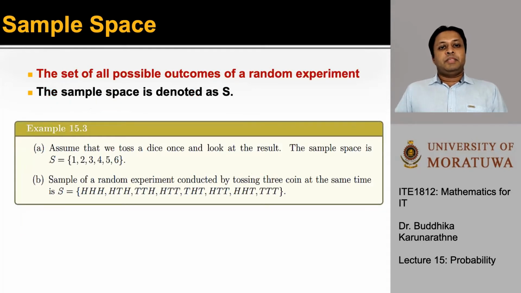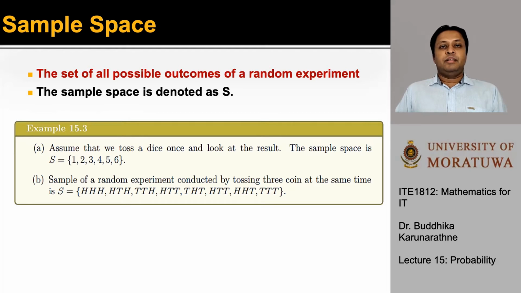And then the term sample space. This is the set of all possible outcomes of a random experiment. It is usually denoted as capital S. Example, assume that we toss a die once and look at the result. The sample space in that case is 1, 2, 3, 4, 5, 6, because these are all the possible outcomes at any given trial.